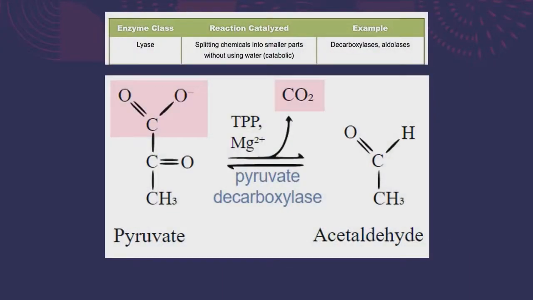So to continue, this time we are going to make use of the reaction of pyruvate to produce carbon dioxide and acetaldehyde. Another type of lyase enzyme is called decarboxylase enzyme or pyruvate decarboxylase enzyme. So it is this kind of reaction that splits the two chemical components, carbon dioxide and acetaldehyde, from a pyruvate. So that is an example of this type of enzyme.